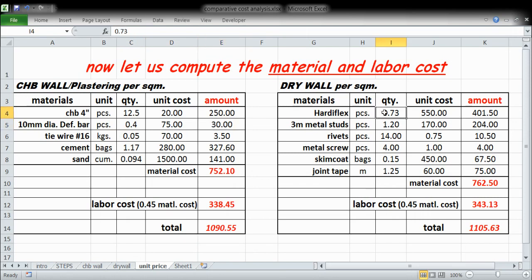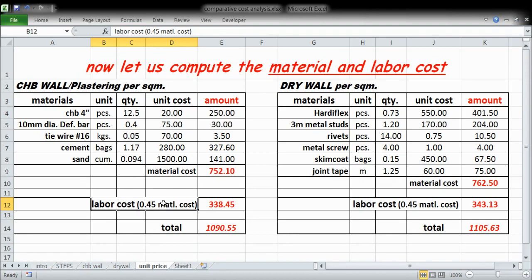Same also here. That's it, self-explanatory. As we computed, the material cost for CHB is 752 per square meter, and for the drywall it is 762. So, almost the same. Computing the labor cost uses 0.45 times the material cost.